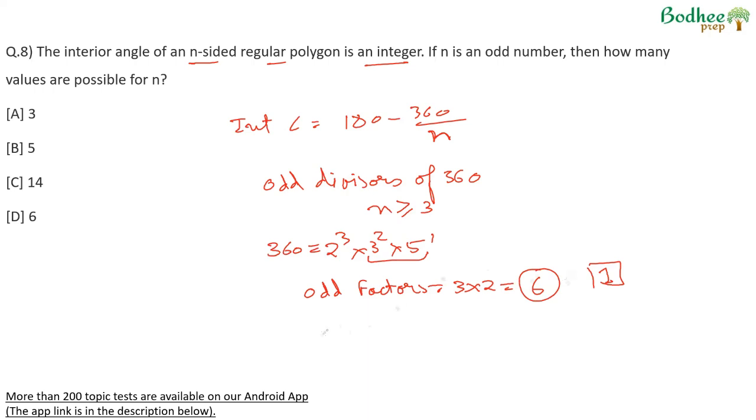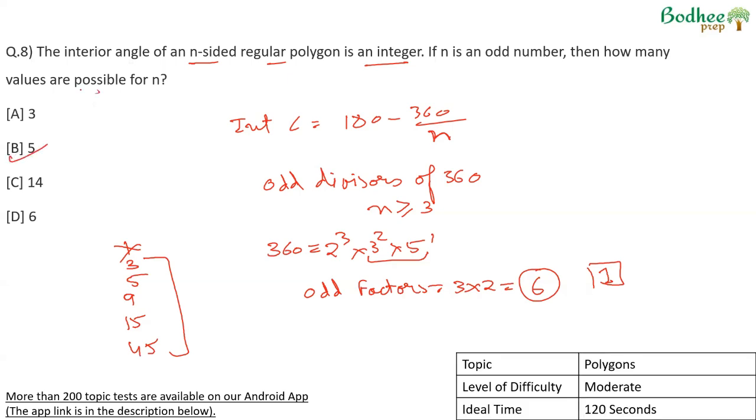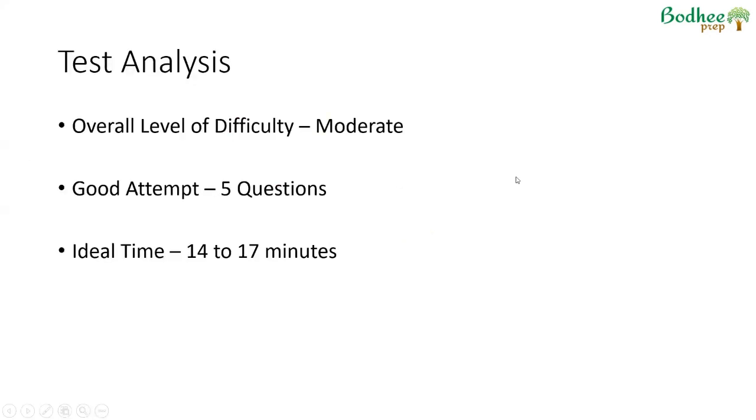And therefore, out of the 6 odd factors, 1, 3, 5, 9, 15, 45, 1 will not be counted. n can take the other values because n is odd. Hence, option B becomes the answer. I think a moderate level of difficulty, 2 to 2.5 minutes to solve. So if you look at the overall test, moderate difficulty, looking at about 5 questions in 17 minutes.